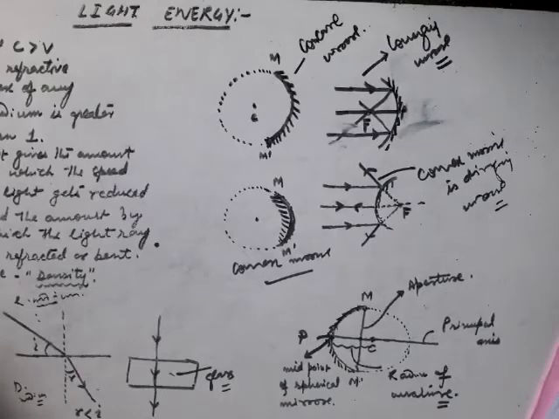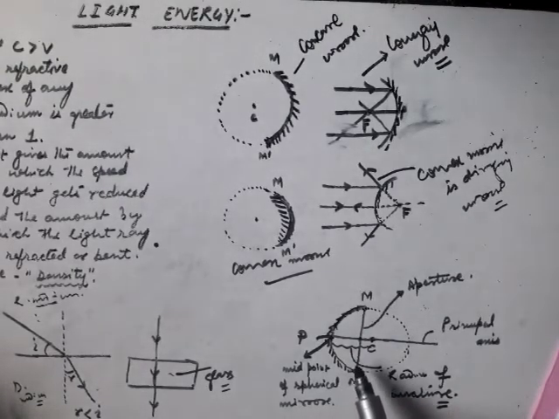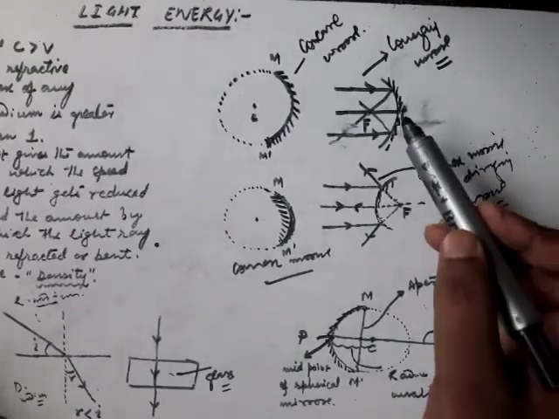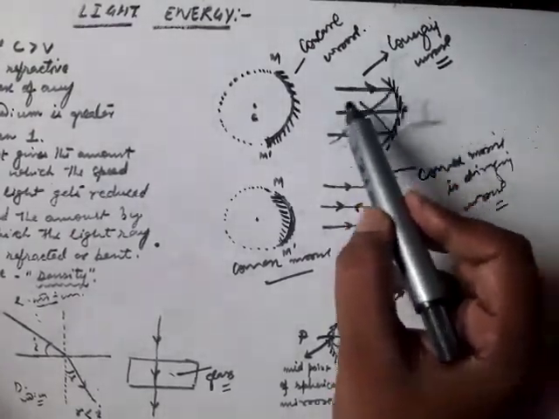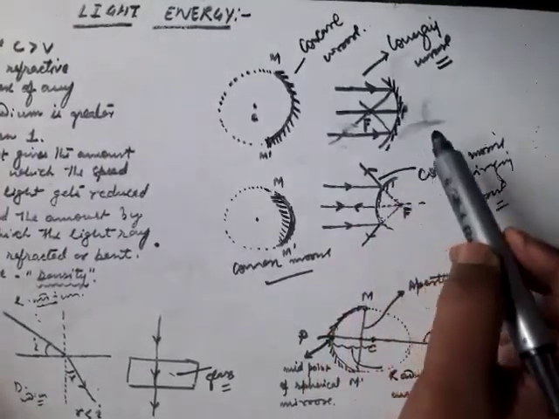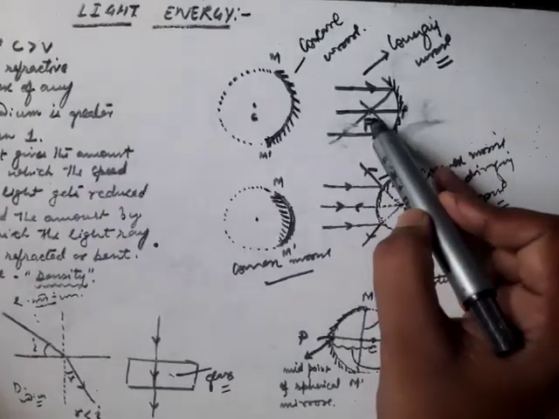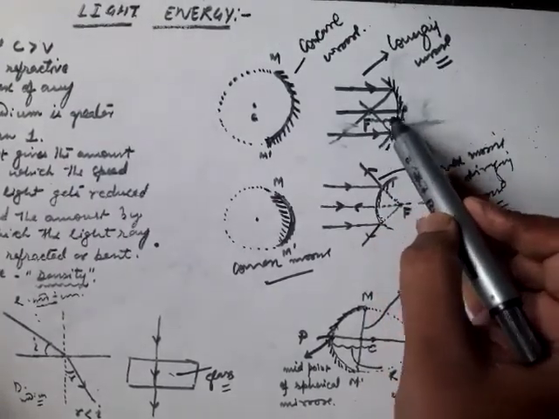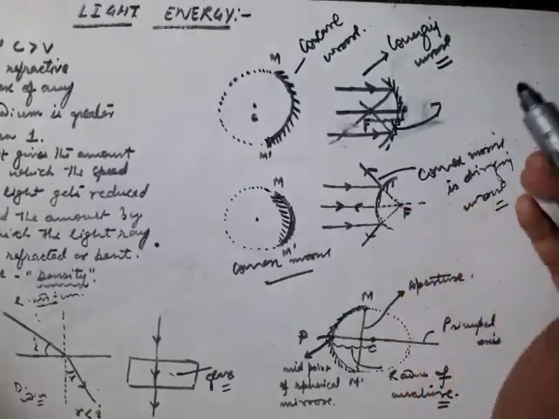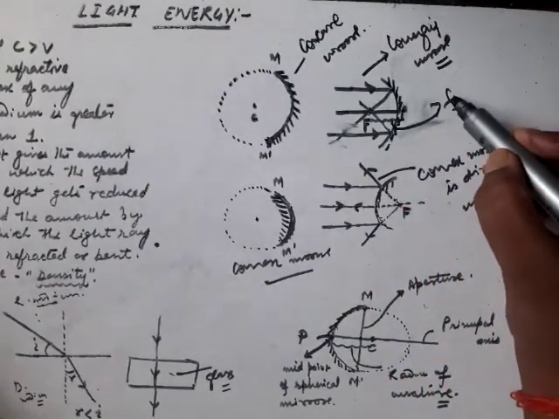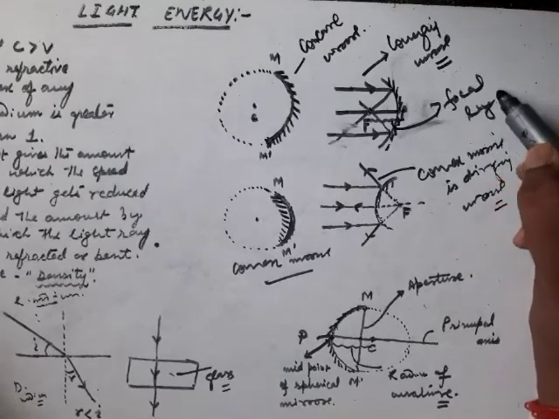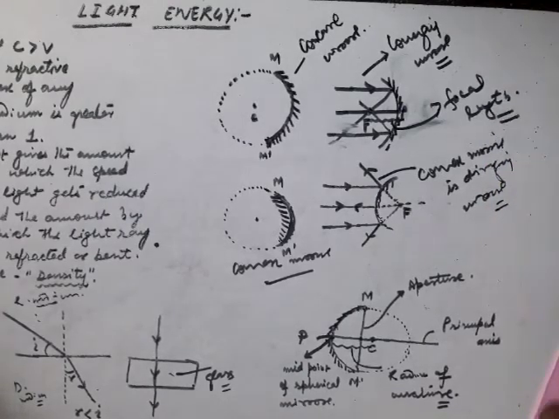And what is the focal length? The distance between the pole and the principal focus. If a parallel beam of light is coming and converging at the focal point F, and this is the pole, what will be the focal length? The total distance between the focus and the pole is called the focal length. Okay, these are the terms.